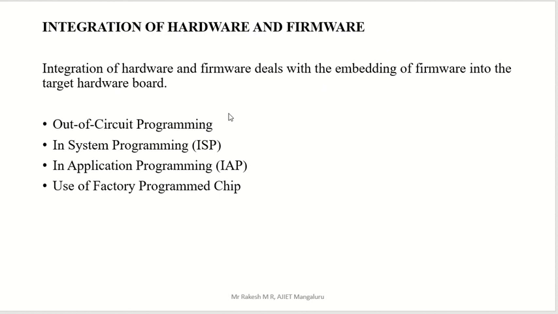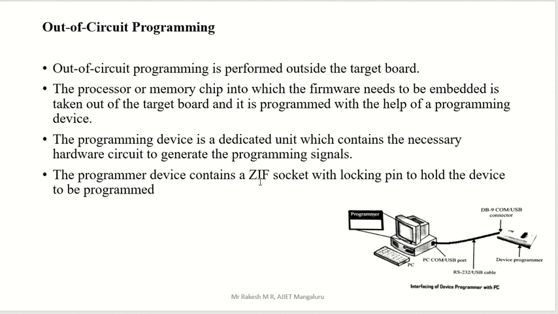We have four types of methods in order to add your software inside hardware. One is out of circuit programming. Second one is in system programming, short form ISP. Third one is in application programming, IAP. Fourth one is use of factory programmed chip. So we will see that one by one. First one is out of circuit programming.